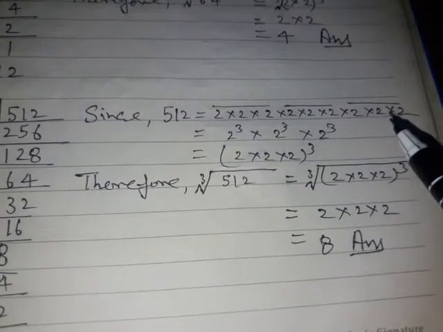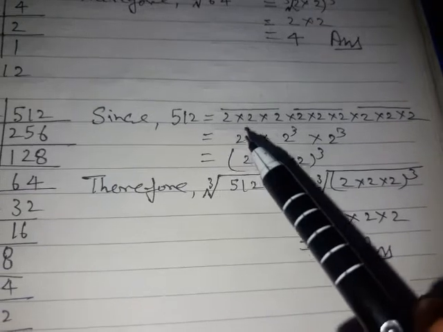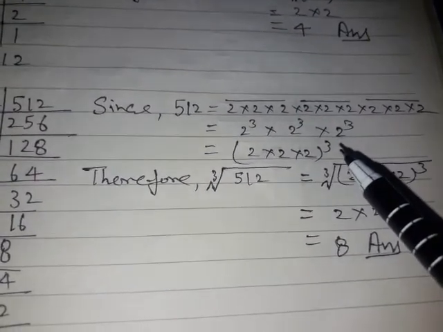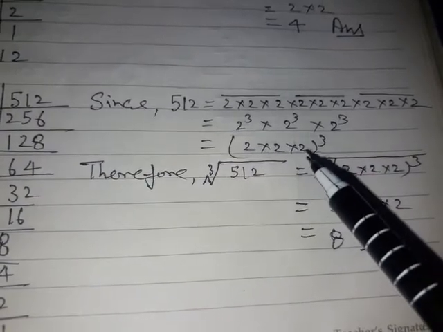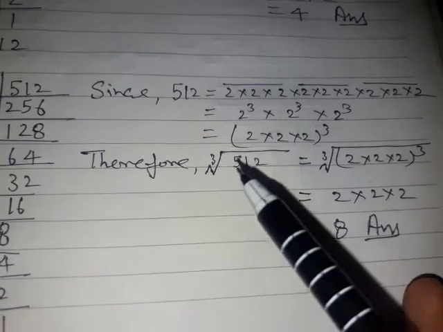Okay, 2 into 2 into 2 into 2 into 2 into 2 into 2 into 2 into 2 is equal to, we can write it as 2 to the power 3 into 2 to the power 3 into 2 to the power 3. We can see that the powers are same, so we can write it as (2 into 2 into 2) whole cube. Therefore cube root of 512 is equal to cube root of (2 into 2 into 2) whole cube. Now write it 1 time: 2 into 2 into 2 is equal to 4, 8. It is the answer.